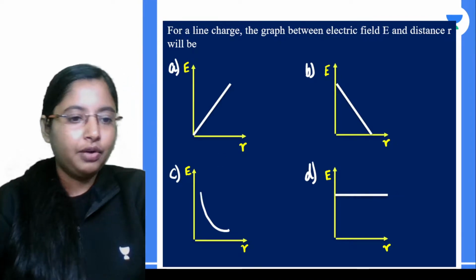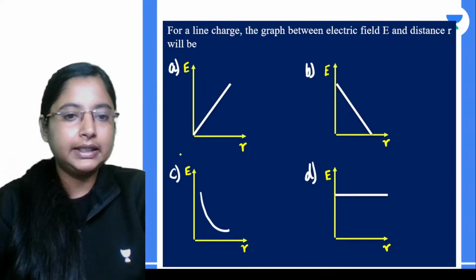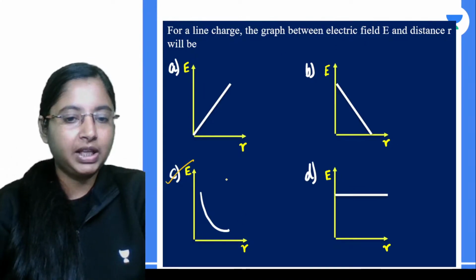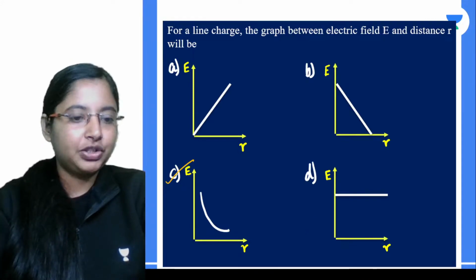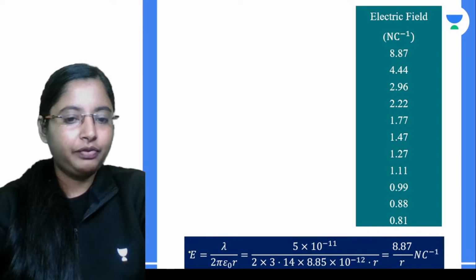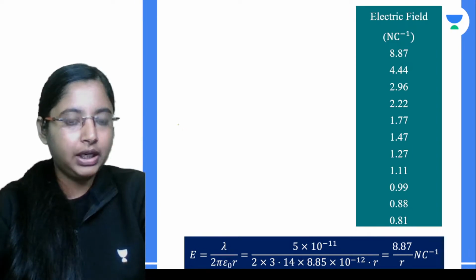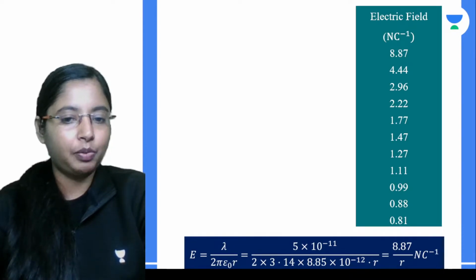If you see the graph between electric field and the distance R, it would follow something like the graph shown in option C over here. That is very simple. Let's take, for example, the electric field for a line charge distribution, lambda divided by 2 pi epsilon naught into R. E is inversely proportional to R.